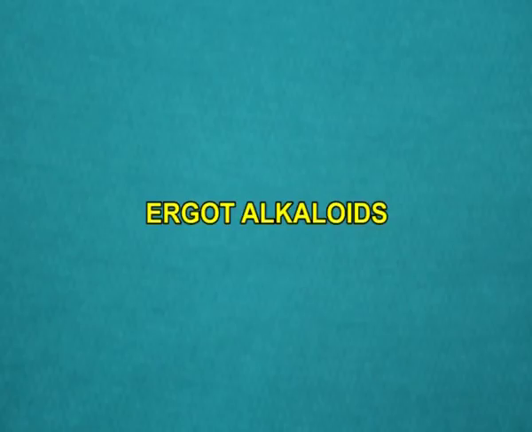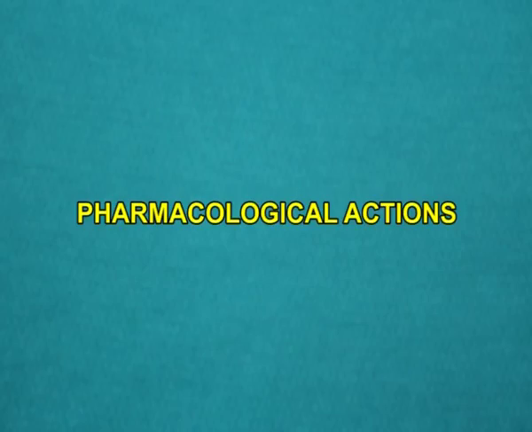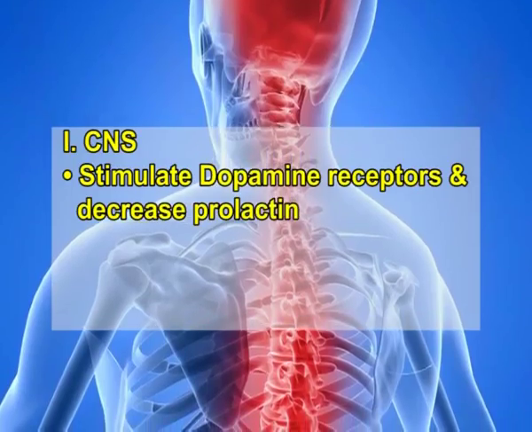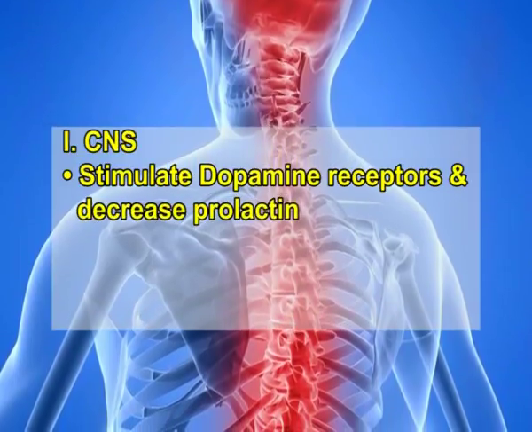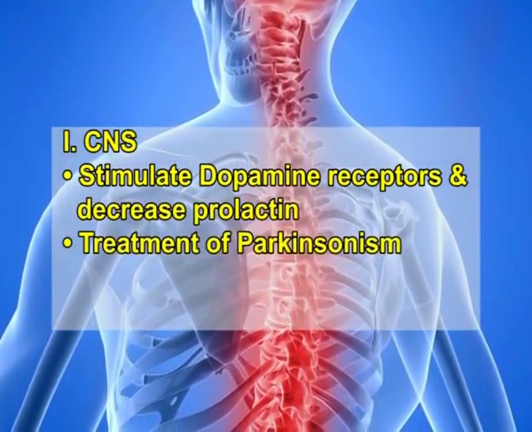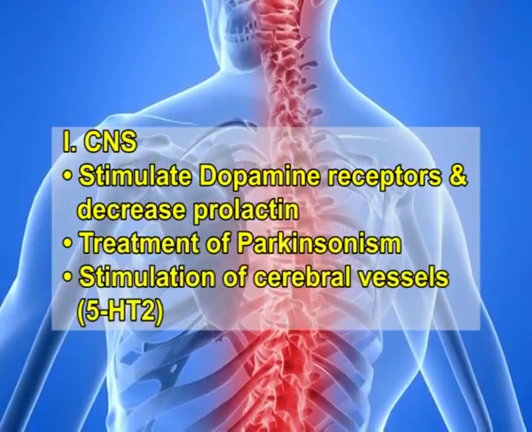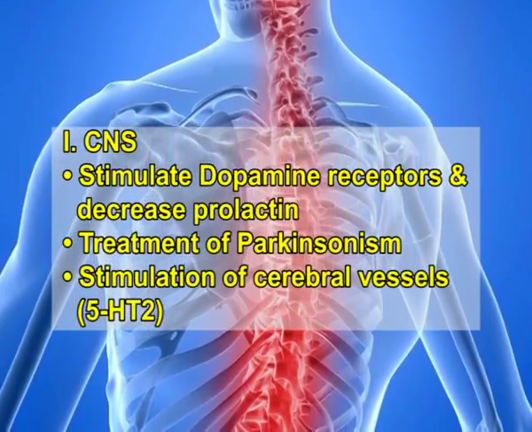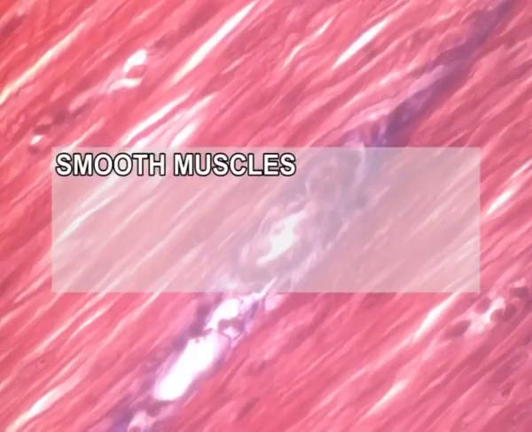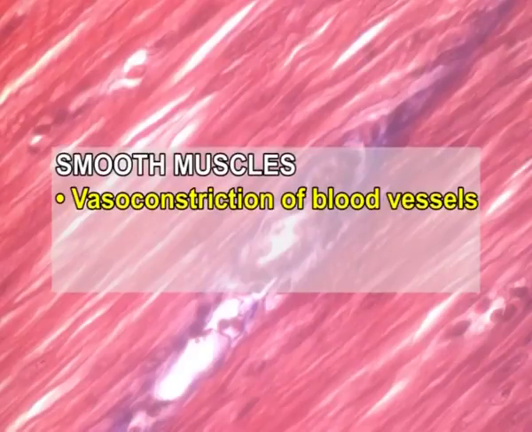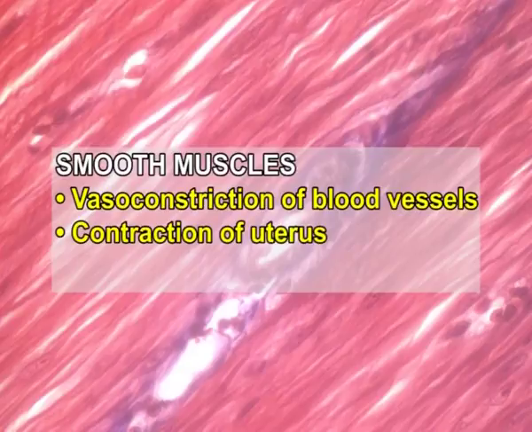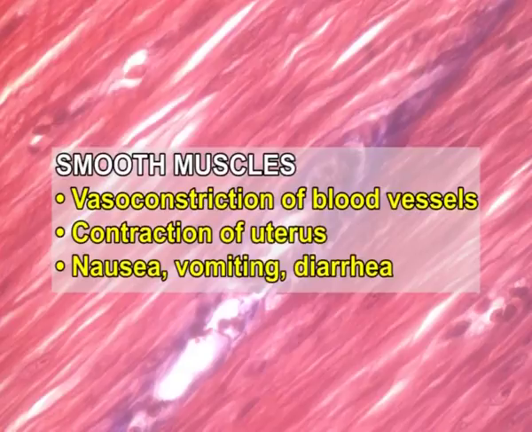Ergot alkaloids are formed by a fungus and act on several receptors: dopamine, 5-HT and beta-1 receptors. Pharmacological action: in the CNS, they stimulate dopamine receptors and decrease prolactin, used in the treatment of Parkinson's disease. They stimulate cerebral vessels via 5-HT2, and in smooth muscles they may cause vasoconstriction of blood vessels and contraction of the uterus. They may also induce nausea, vomiting and diarrhea as side effects.